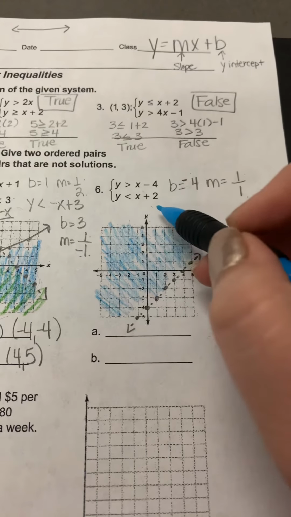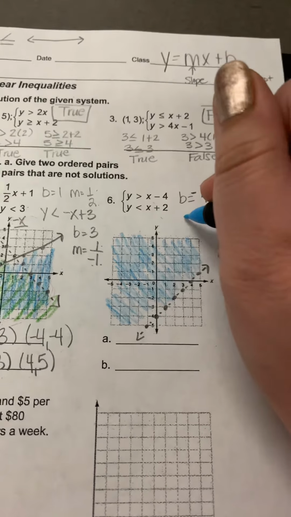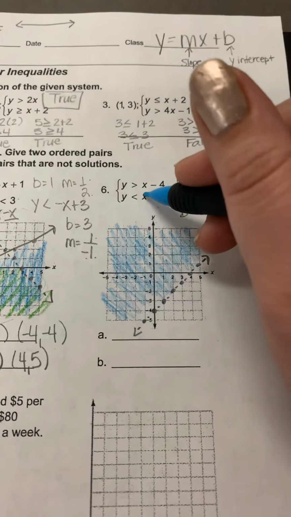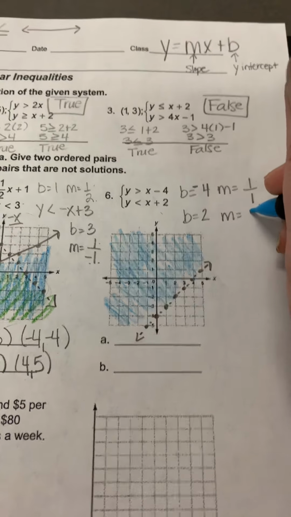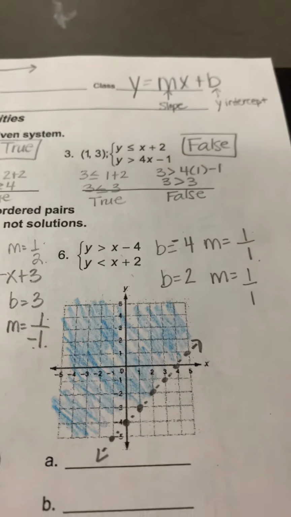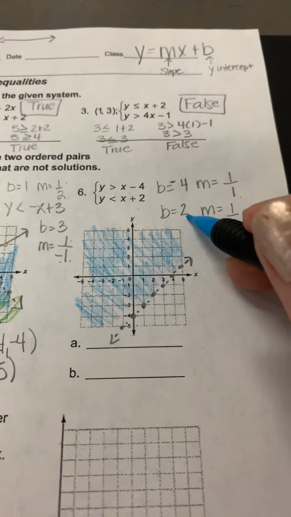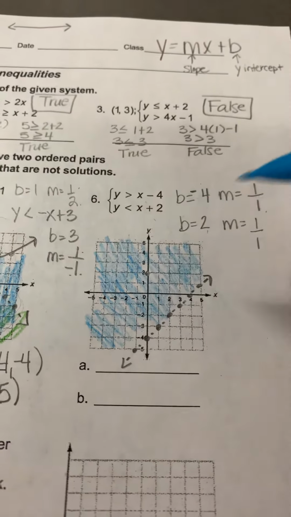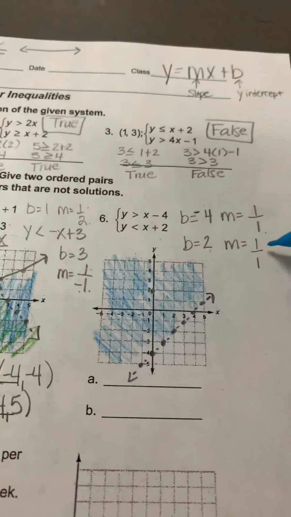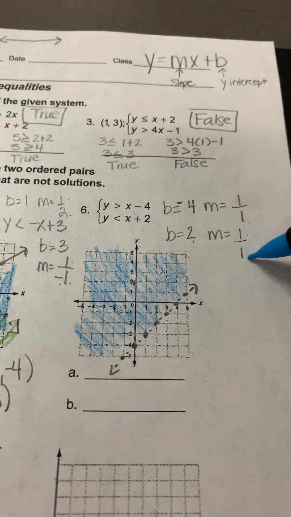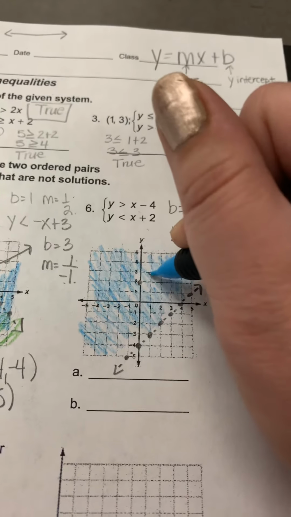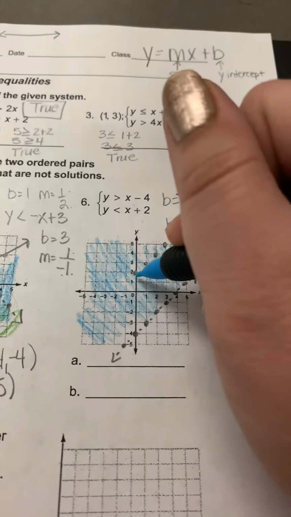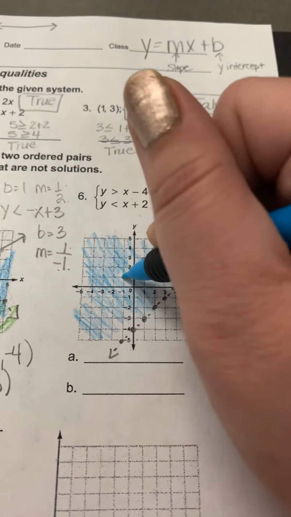Then the second equation, our b is 2. M is, this is a 1, so 1 over 1. So put your b at 2. Oops, positive 2. Then rise 1, run 1. It's positive, so we're going to the right. And then do the opposite. Go back to your b, down 1, 1 to the left.